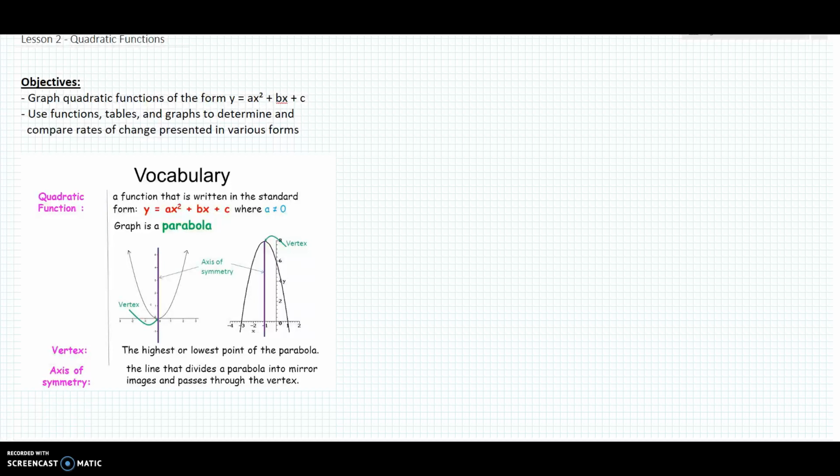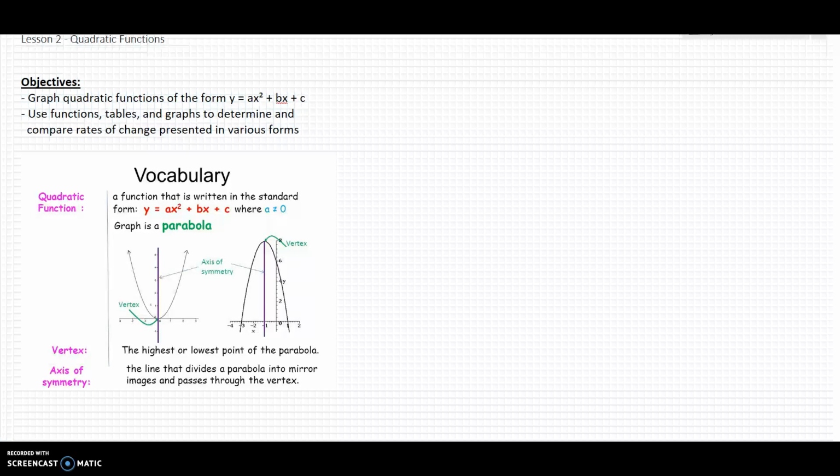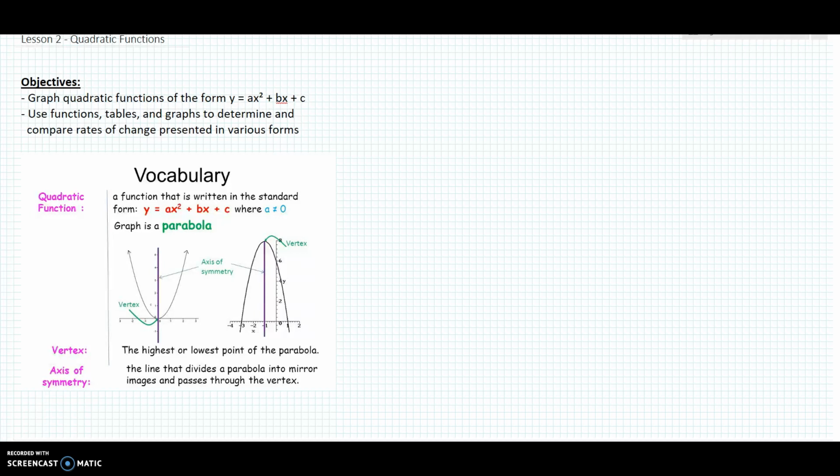So today, before we get started, let's remind ourselves of some of the vocabulary from the previous lesson. We remember that a quadratic function in standard form creates a graph called a parabola. This parabola has a vertex that can be the maximum or minimum of a graph, and it also contains an axis of symmetry, which goes through the vertex and divides the parabola into mirror images. As we go along today, we are going to look at how to graph these by hand.